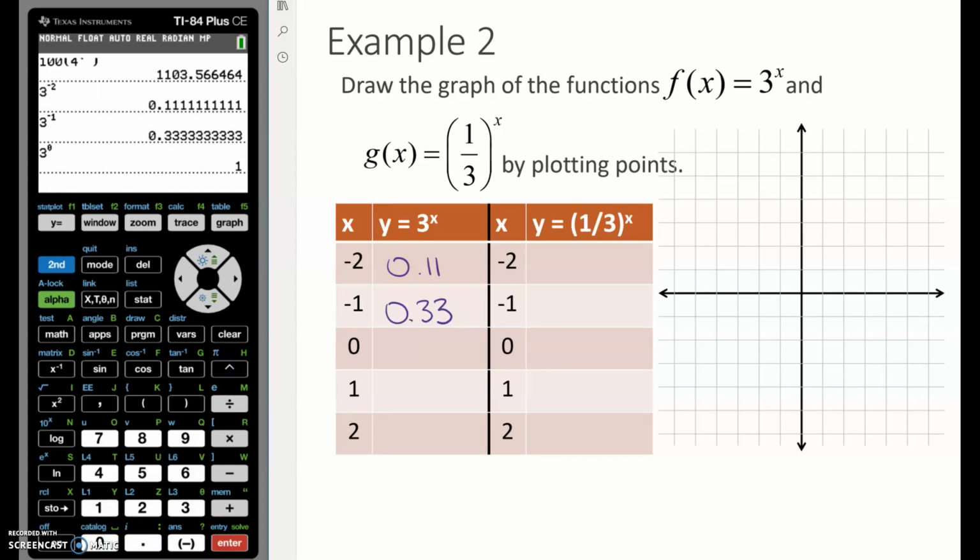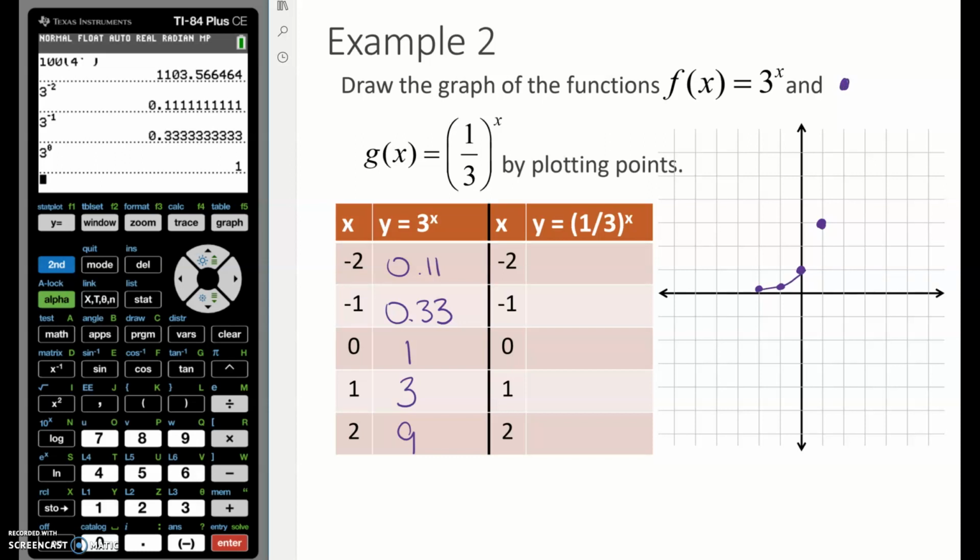Honestly, this row, you should not have to do that in your calculator. Anything raised to the 0 power is 1. 3 to the first is 3. 3 squared is 9. So let's plot these points. Negative 2, 0.11, be like there. Negative 1, 0.33. 0, 1, 1, 3, and 2, 9. Be up here somewhere.